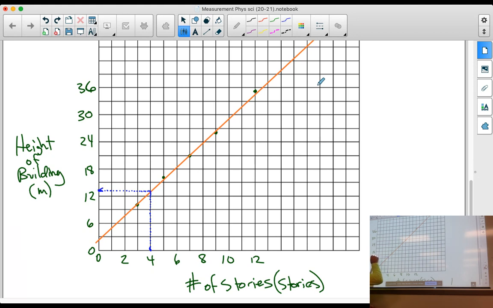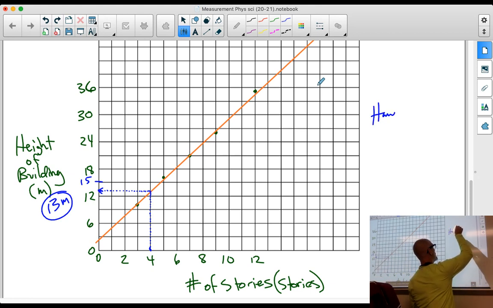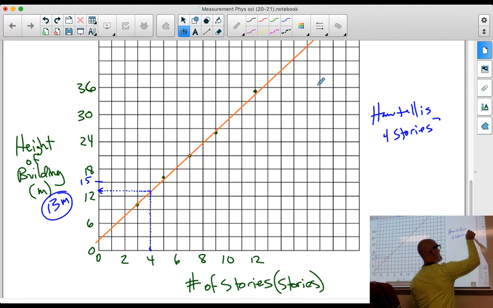Now, what value is that? Well, the line right below it is 12, and this one up here is 15, and I'm breaking mine down into thirds, because I went by 3s. That looks closer to the 12 than the 15, so in my mind, that's got to be 13. 13 meters would be the height of a 4-story building. So how tall is 4 stories? For me, that's 13 meters. Hopefully your graph is similar.